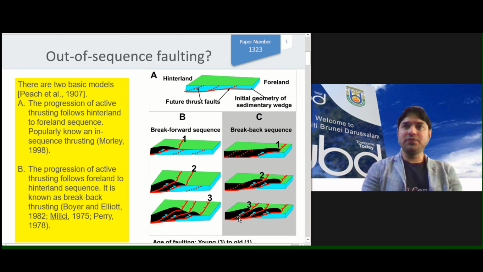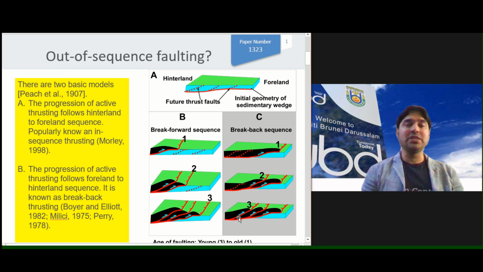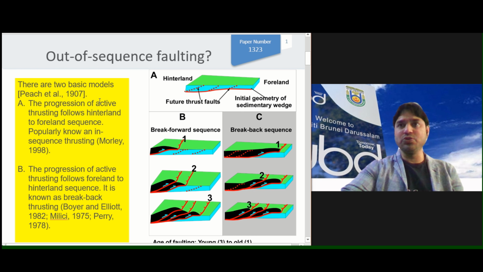Now, out of sequence faulting, as the name says, is out of sequence, so there's something that is not in sequence, and that's the big question: what is not in sequence? Digging into the information on this, it turns out that in the past there were two basic models. Peach in 1907 says that the models are like this.